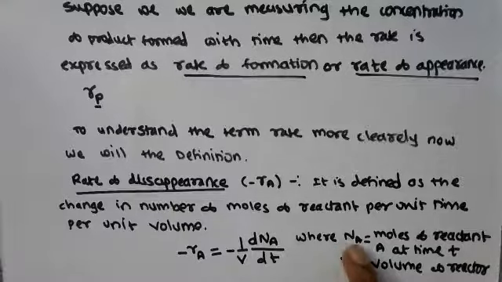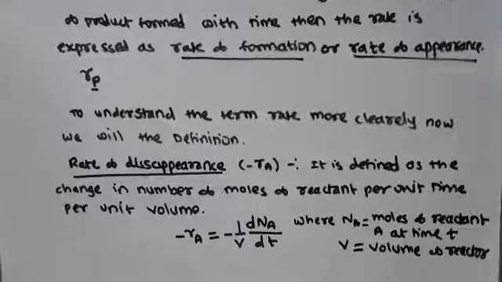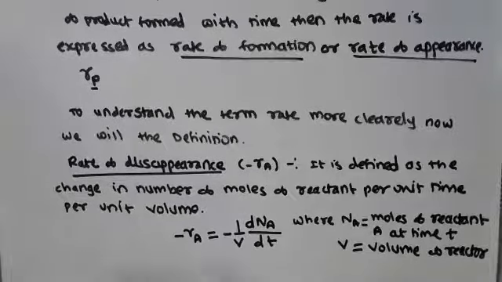Na is equal to moles of reactant A at a time T, V is volume of reactor, and this can be further simplified. Say for example, for constant volume reaction. Now what is constant volume reaction? The reaction during which the volume of reaction mixture does not change. Typically liquid phase reactions are known as constant volume reactions.